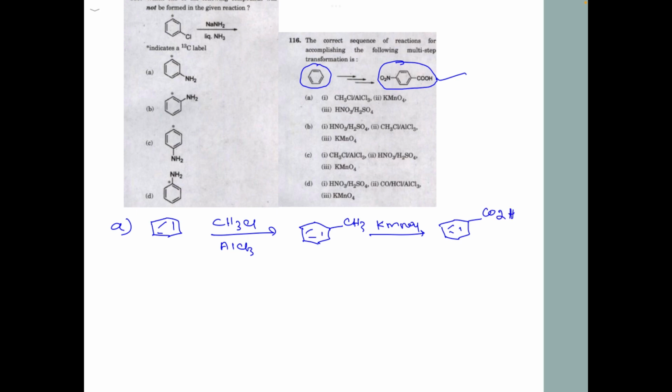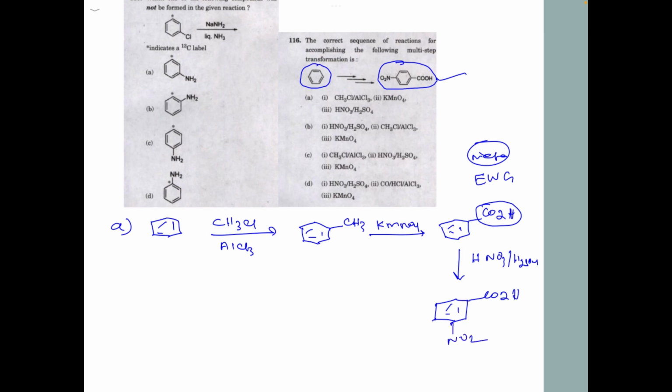This CO2H is an electron withdrawing group and acts as a meta-directing group. So when we do nitration with nitric acid and sulfuric acid, we will have the meta product only, but we need the para product. This is the para product, this is the meta product. So option A is not correct for the synthesis of this acid.